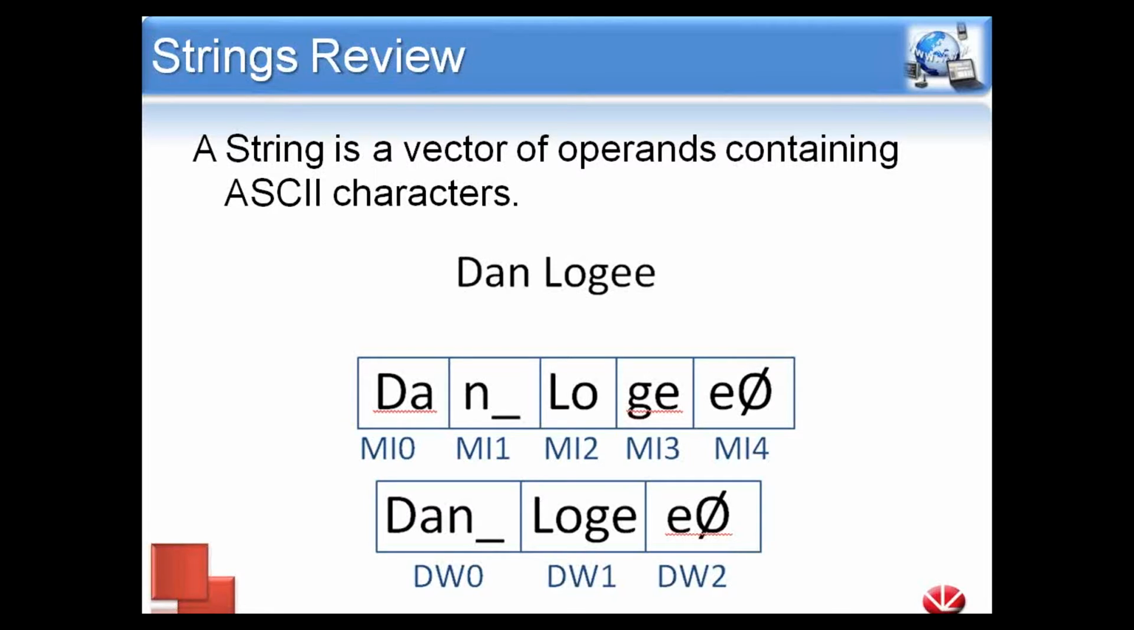Just a very brief review of strings. A string is a vector of operands containing ASCII characters. For example, if we take my name, Dan Logie, this is known as a string. Each ASCII character is 1 byte.